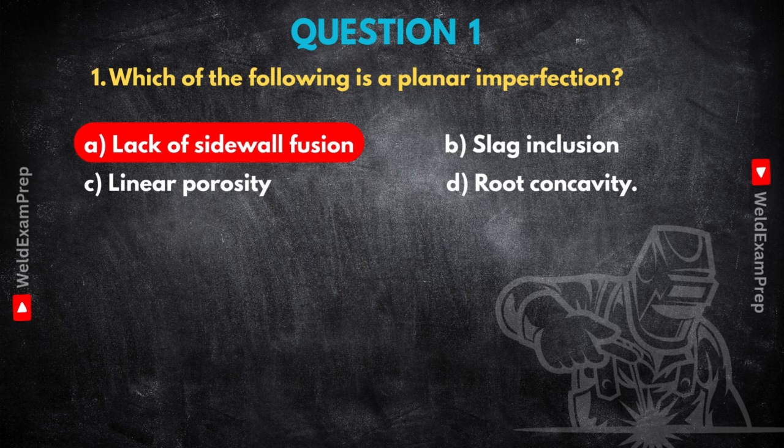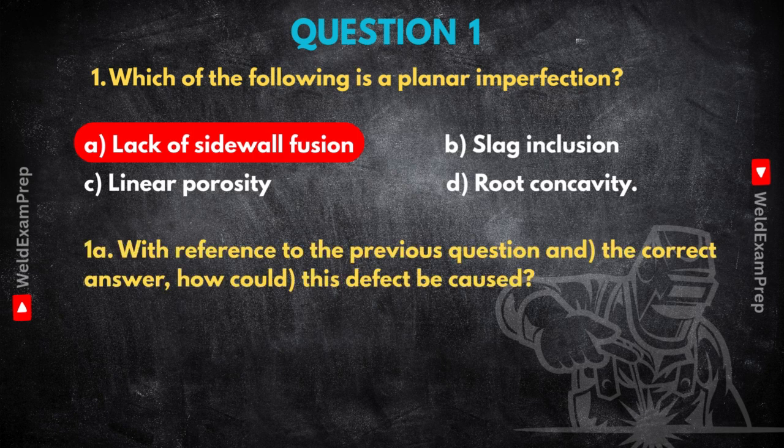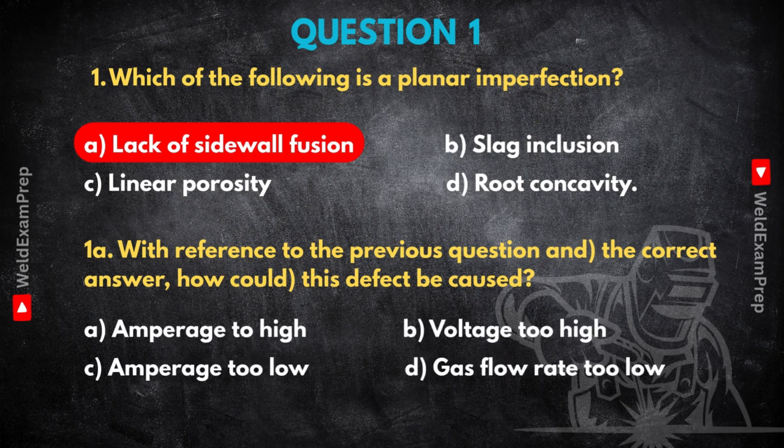Okay, this brings us neatly to a crucial follow-up question then. With reference to lack of sidewall fusion, how could this defect be caused? What's the likely reason? Is it A, amperage too high, B, voltage too high, C, amperage too low, or D, gas flow rate too low? Okay, think about the actual welding process. What parameter would directly stop that proper melting and joining at those critical edges?